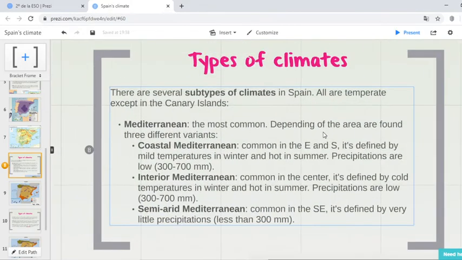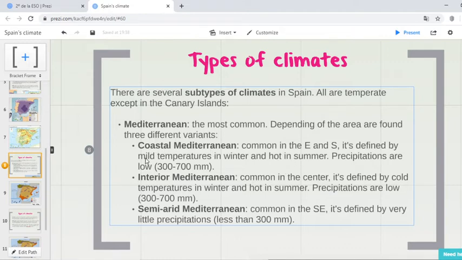The features are the typical features of the Mediterranean climate. Mild temperatures in winter, basically due to the influence of the Mediterranean and the Atlantic Sea. And they are pretty hot in summer. Here, the influence of the tropical sub-Saharan wind is a major factor in temperatures in the coastal Mediterranean climates.